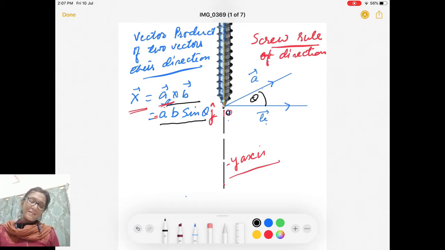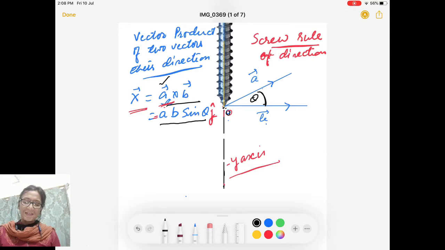If you place a screw at the joining point, at the origin of the two vectors, and rotate the screw starting from the initial vector A to vector B along the smallest angle, you will see that the motion is along the clockwise direction. When you turn any screw in the clockwise direction, it tightens, it goes inside. So here the vector product will be going along the downward direction.